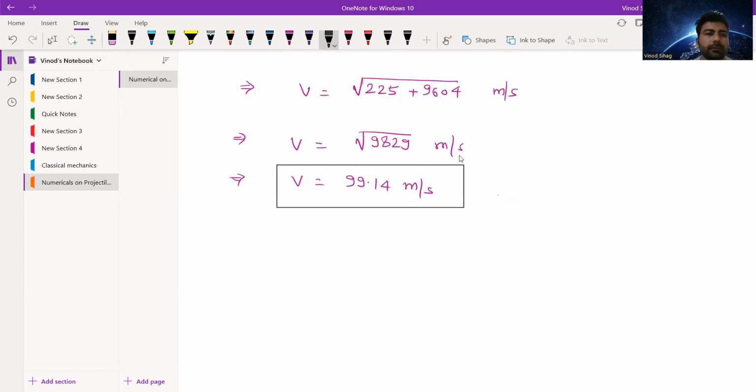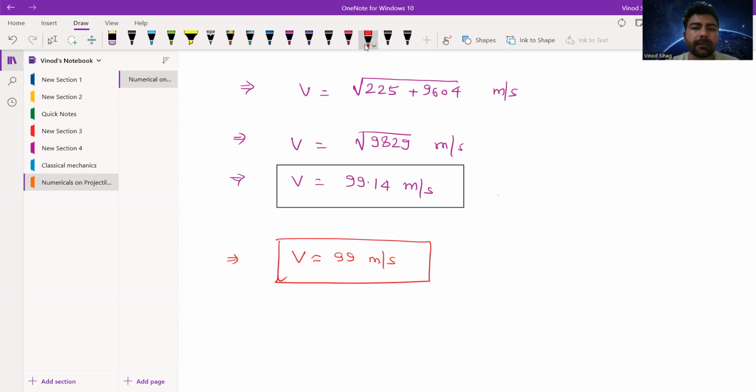Or sometimes what you can see in your textbook, it is written as 99 meter per second. So that is, we can say, the nearest integral value, or the nearest whole number. So sometimes it is written as v equals approximately 99 meter per second. Both are correct. If you care about the exact calculation, then it will be 99.14. And if you are finding out the roughly approximate value, or the round off value, then it will be 99 meter per second.